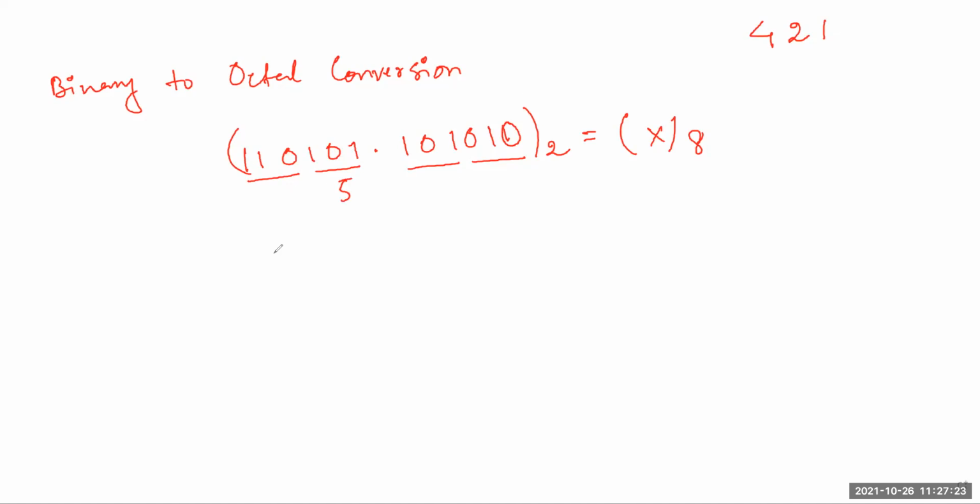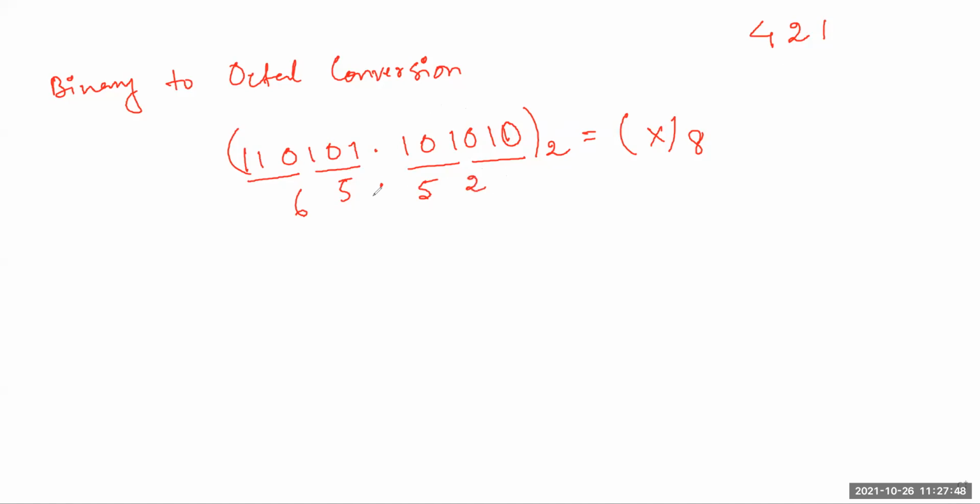So 110 means 6. 110 means 6 point. This is 101. 101 means 5. And this is 010, so this is 2.